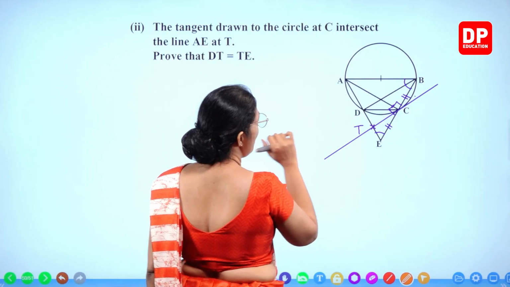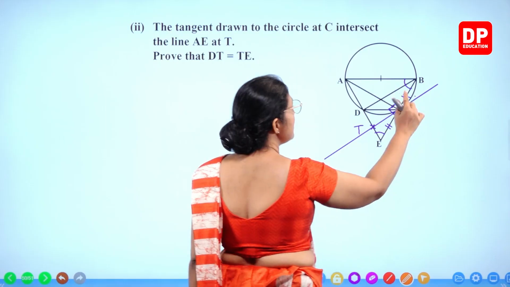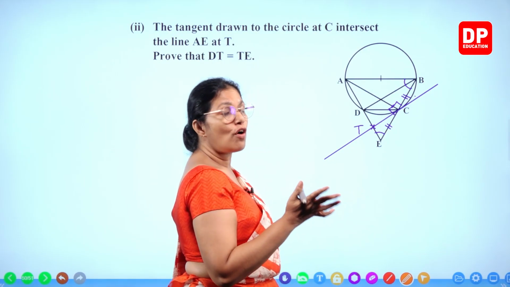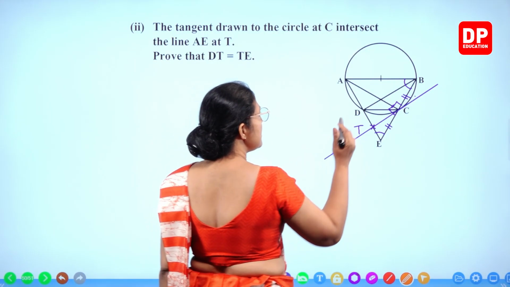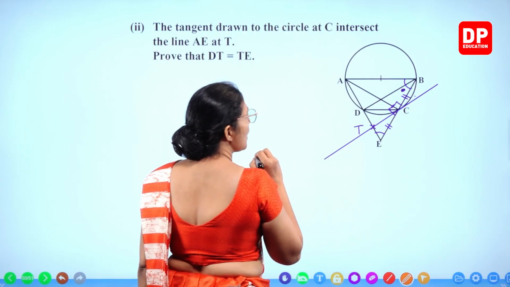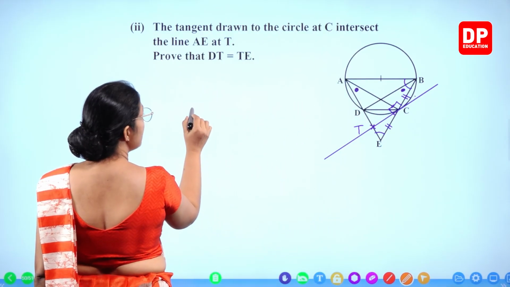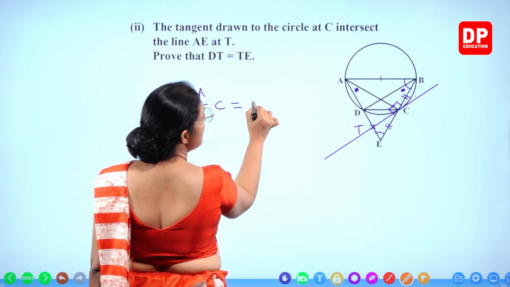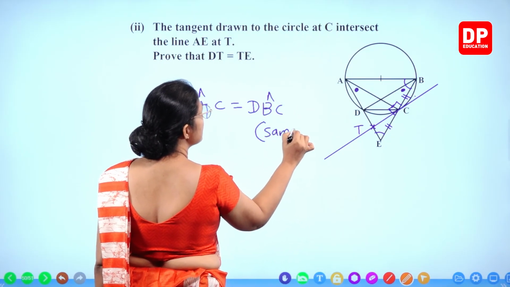If we can show that these two lines are parallel, then according to the converse midpoint theorem, you can show that T is the midpoint of DE. That's what we have to do. For that, we can take these angles first. So this angle is equal to this angle, same segment angles. So let's write down angle DAC and angle DBC are equal because of same segment angles.